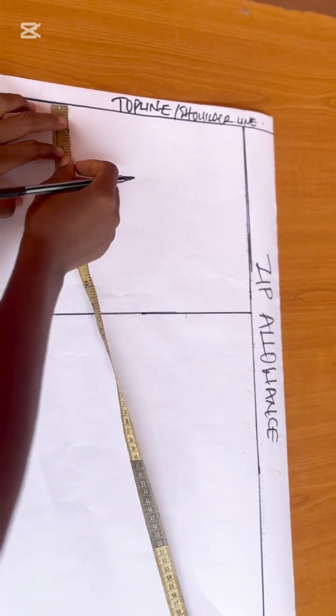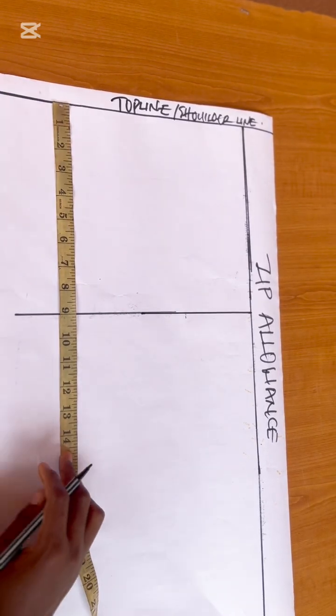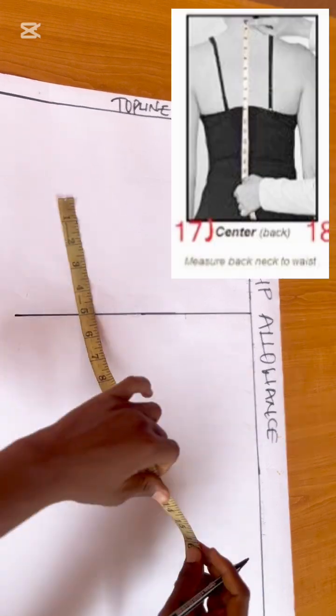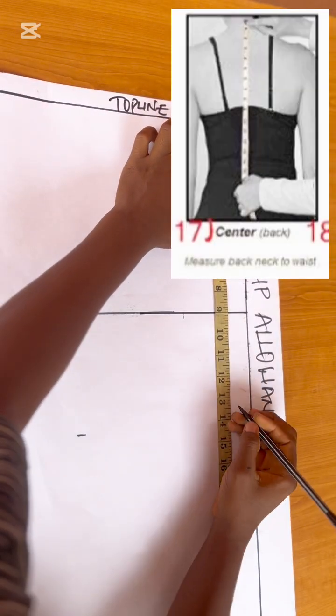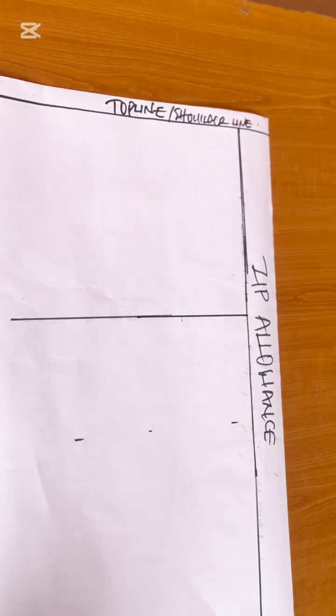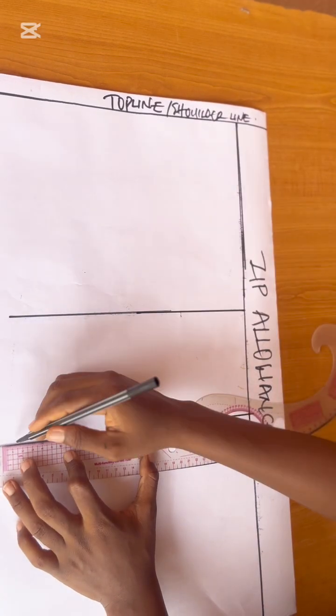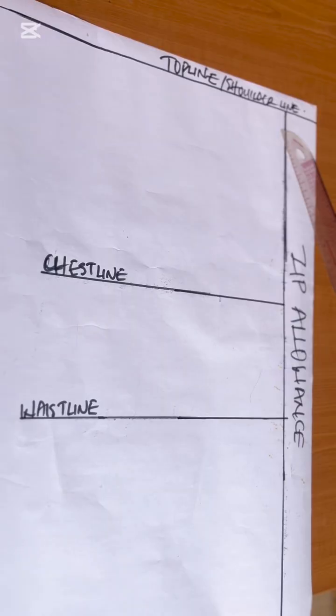The next measurement we're placing is from our shoulder point to our back half length. My back half length is 14 inches, so I'll just place it. If your back half length is 15, make sure to place what you have, but mine is 14 inches. That's why I'm using 14 inches. Please don't use the same thing if you've not confirmed your measurement.